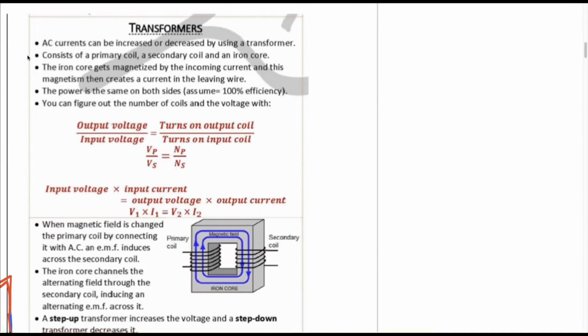So how it works, we just go through the points here one by one. Alternating current can be increased or decreased by using a transformer. In other words, you can increase the voltage, you can decrease the voltage. It consists of a primary coil, a secondary coil, and an iron core. These are the three main structures of a transformer.